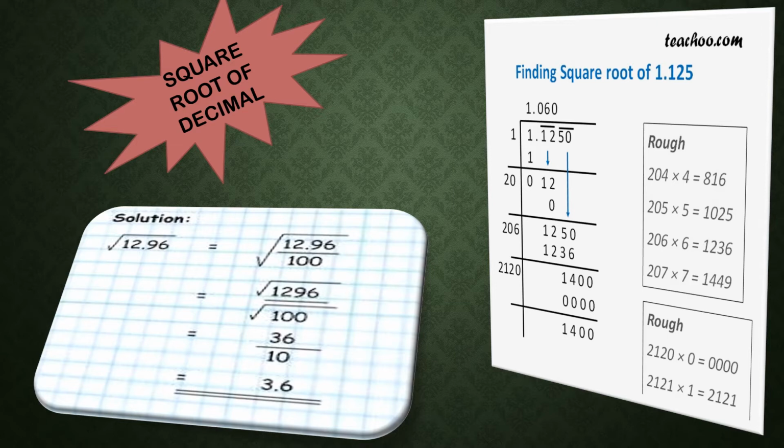In the next step, separately we will write square root of 1296 divided by square root of 100. So it's coming 36 and it is coming 10. So 36 by 10. Remember that at the last step, you have to give the answer in decimal only, because the question is in decimal. So 36 by 10 is equal to 3.6, and this is the answer. So these are the two ways of how to find out the square root of a decimal number.